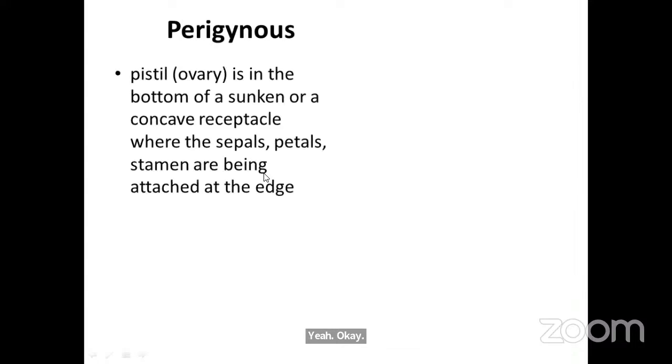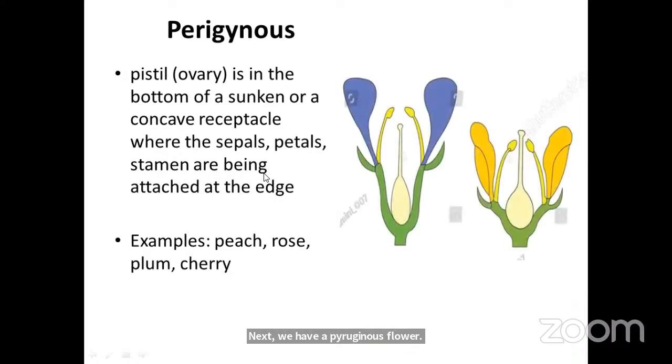Next, we have a perigynous flower. When we say perigynous, the ovary is at the bottom of a sunken or concave receptacle. Comparing it to a while ago, in the hypogynous, from the word hypogynous, the ovary is above, or it is superior. Here in the perigynous, the ovary is sunken.